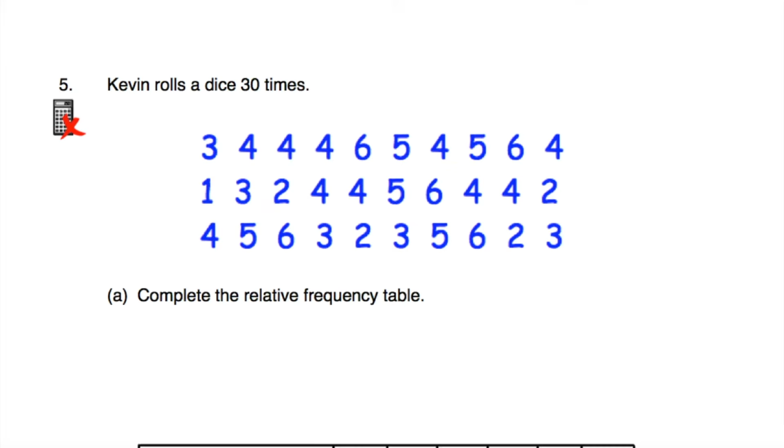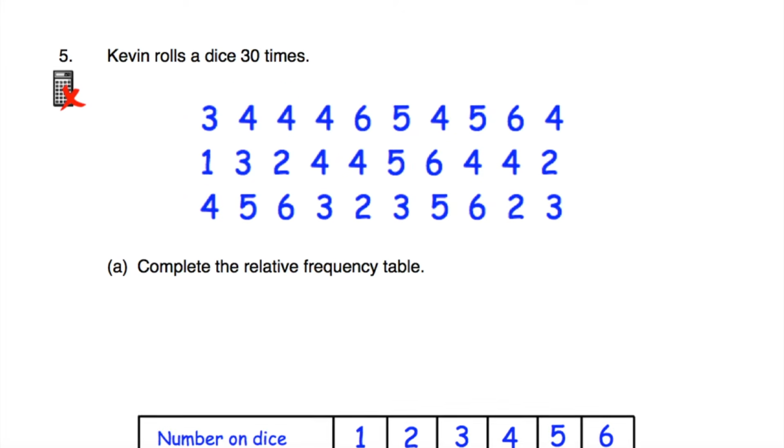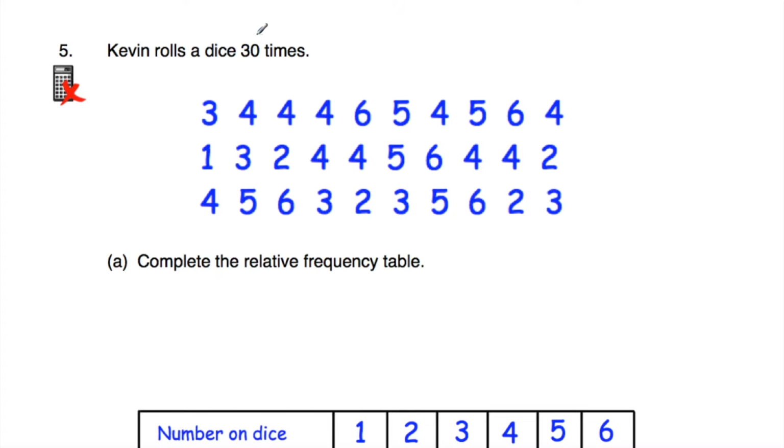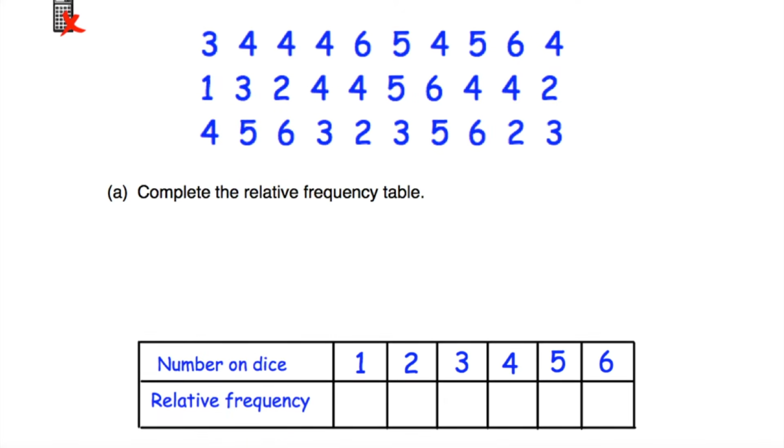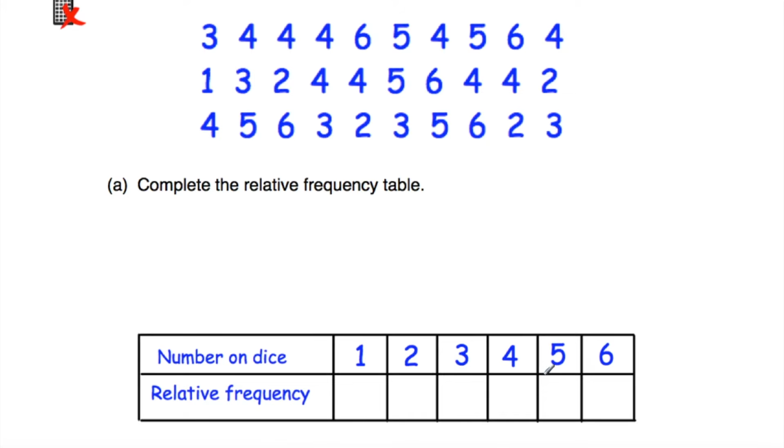Okay, let's have a look at our next question, question number 5. Question number 5 says, Kevin rolls a dice 30 times, and these are his results of 3, 4, 4, 4, 6, and so on. And part A says complete the relative frequency table. So what I'm actually going to do is write down the frequencies. So we've got 1, 2, 3, 4, 5, and 6, and I'm going to write down the frequency of each of them to begin with.